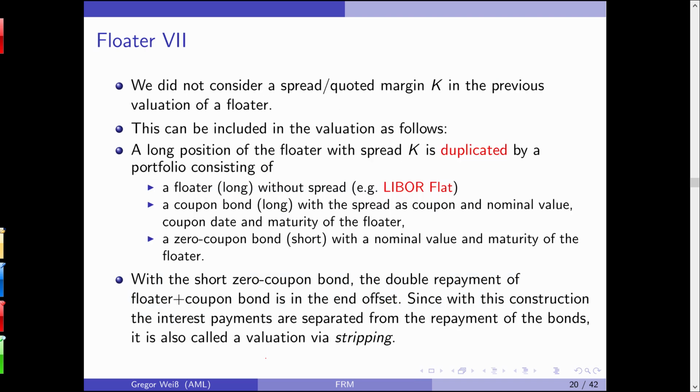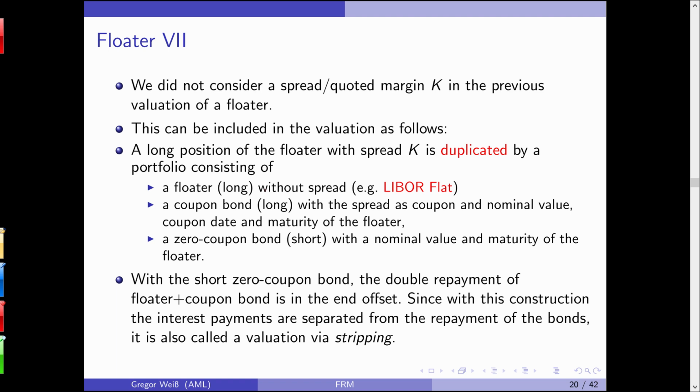Now, we haven't so far considered a credit spread, K, but this is quite simple. You simply need to include this credit spread, which is an add-on to your interest rate. And how would you do this? You have a long position in the floater with spread K, and you duplicate it with a portfolio consisting of a floater long without spreads, for example, a LIBOR flat, that's how it's called, a coupon bond long with a spread as a coupon and the notional value, coupon date and maturity of the floater, and a zero coupon bond with a nominal value and maturity of the floater.